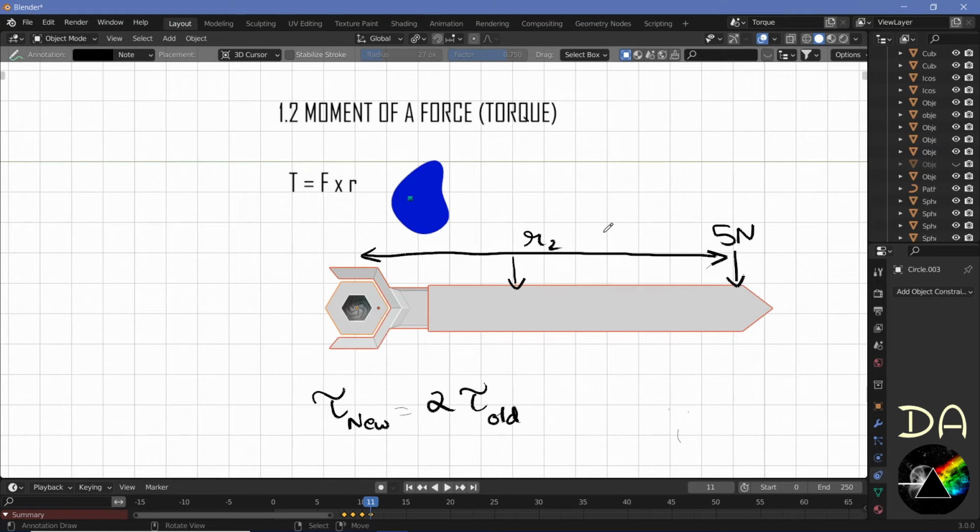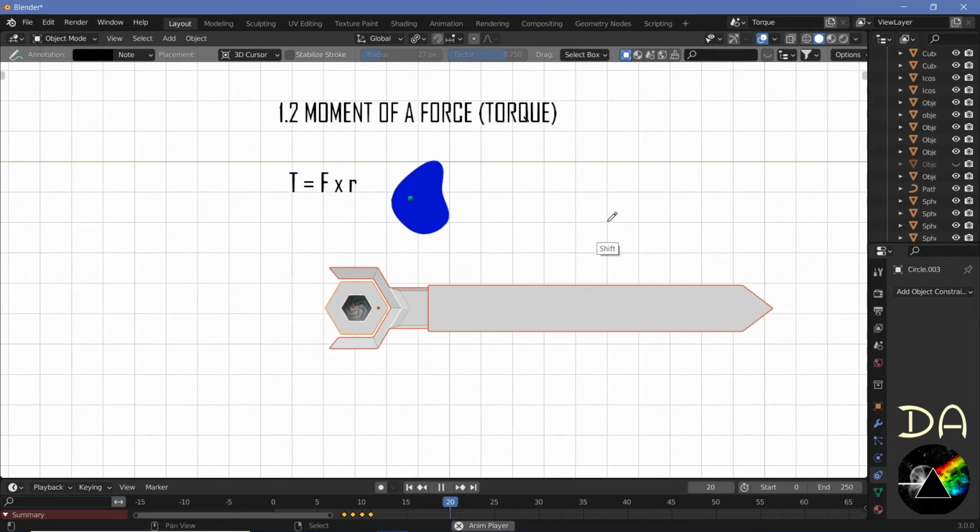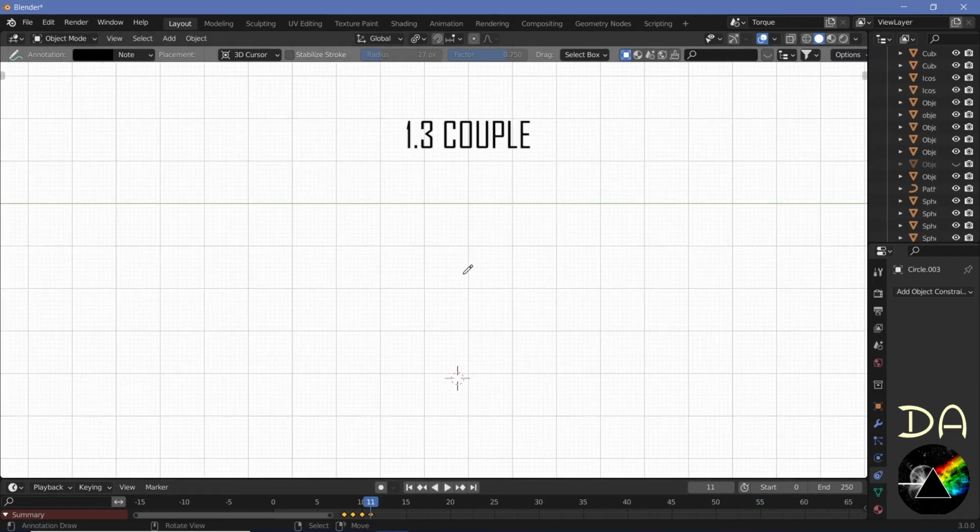But now let's figure out how we can increase the torque even more by using a perk that we didn't actually notice before. And for that, we have to move on to the concept of a couple. So a couple is generally 2 of anything. So this means that whenever we have a torque, or any turning effect, to be honest, the forces always come in a pair. They always come as a couple.